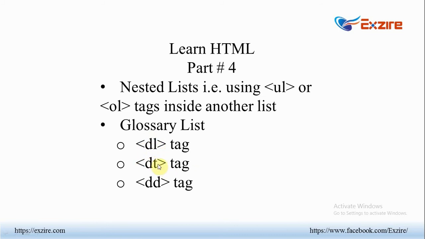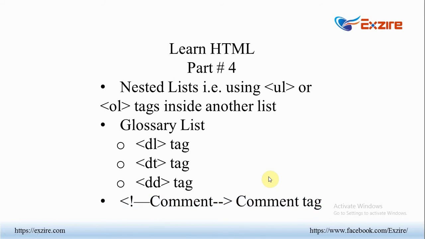Then we have to define the term. Suppose we mention the name of a place, say India. India will be the definition term, and then we write the detail about India in the definition tag, that is the DD tag. And after that we'll learn the comment tag.